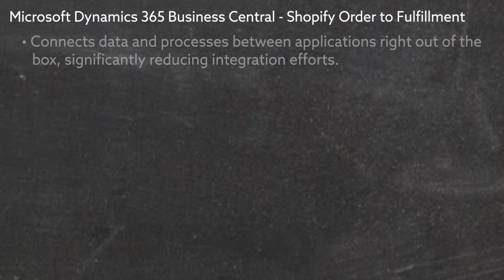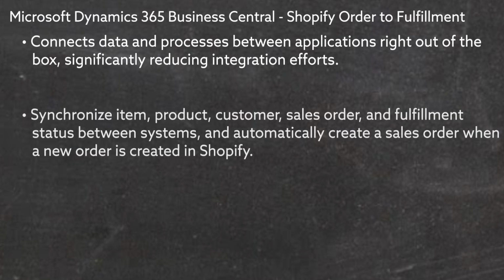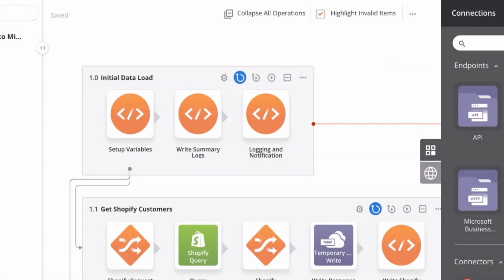The Microsoft Dynamics 365 Business Central Shopify Order to Fulfillment process template connects data and processes between applications right out of the box, significantly reducing integration efforts. Synchronize item, products, customer, sales order, and fulfillment status between systems, and automatically create a sales order when a new order is created in Shopify. Now that we know a little bit more about this process template, let's begin with the installation.